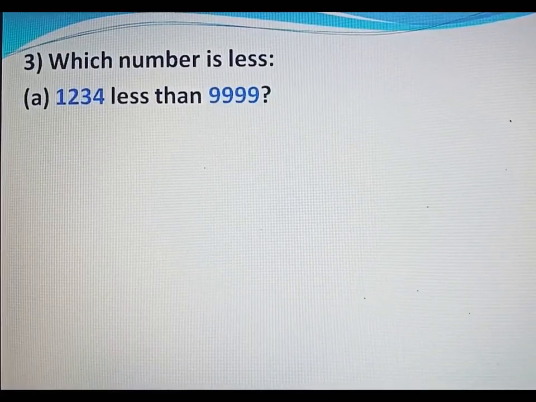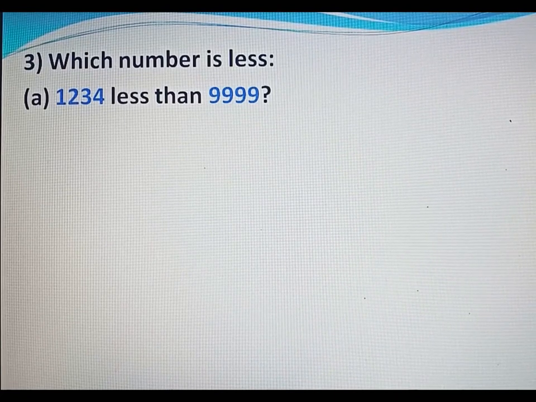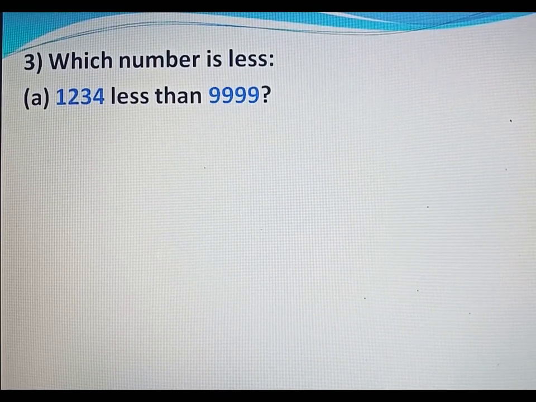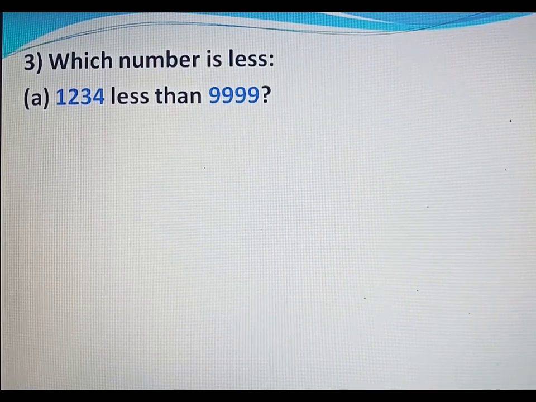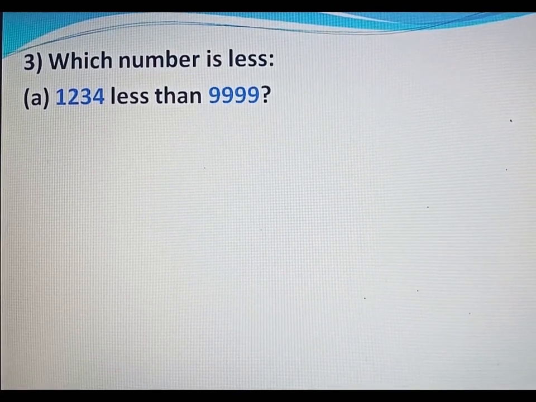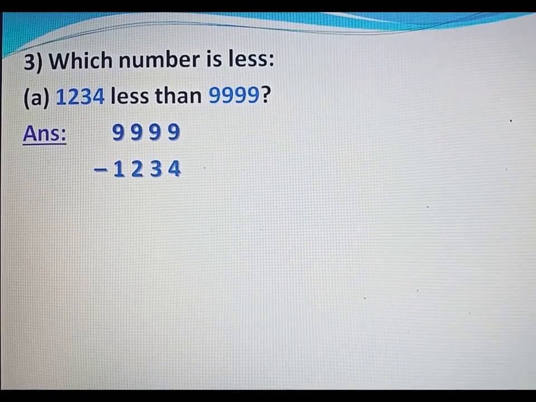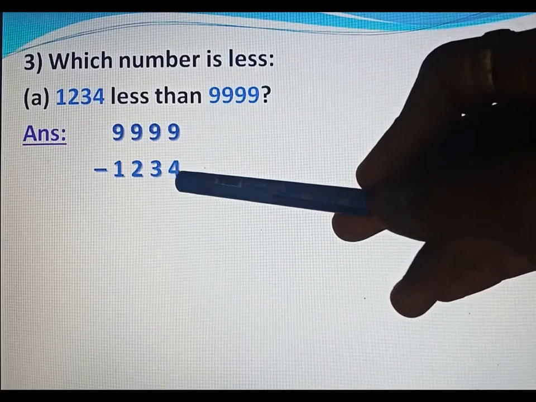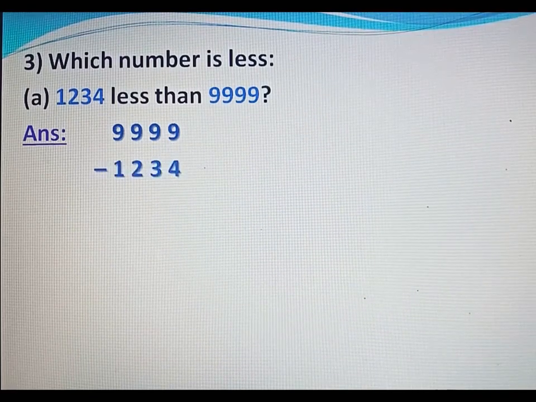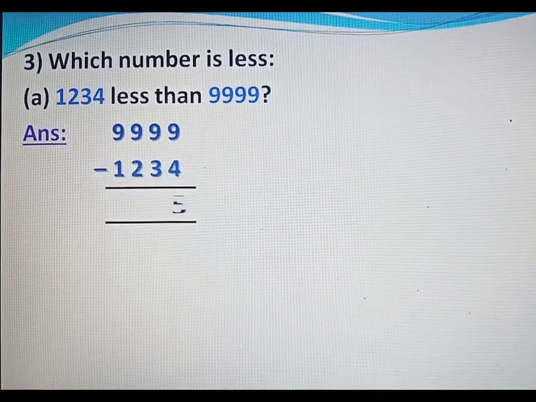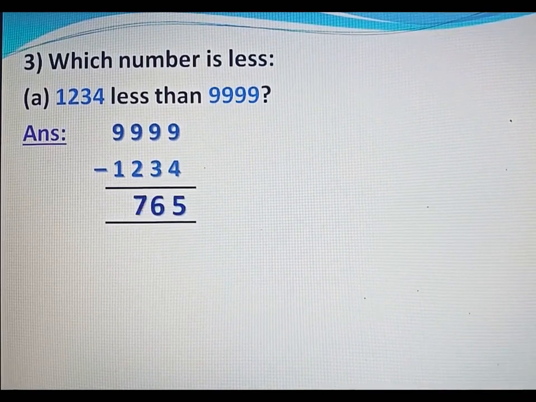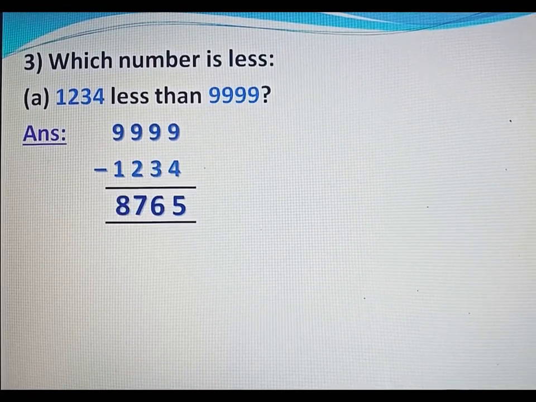Question number 3rd. Which number is less? A part. 1,234 less than 9,999. We will do subtraction. So first we write the number in columns, that is 9, 9, 9, 9, and the second number we will start from the last, that is 4, 3, 2, 1. Then we will do subtraction. This 9 minus 4, 5, 9 minus 3, 6, 9 minus 2, 7, 9 minus 1, 8. So the answer is 8,765.